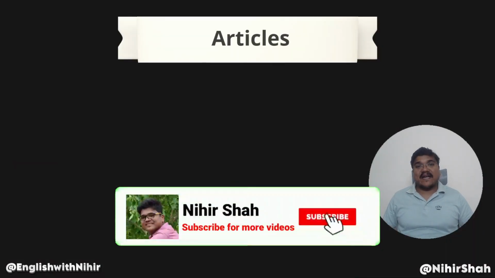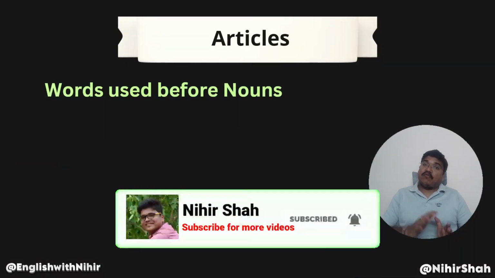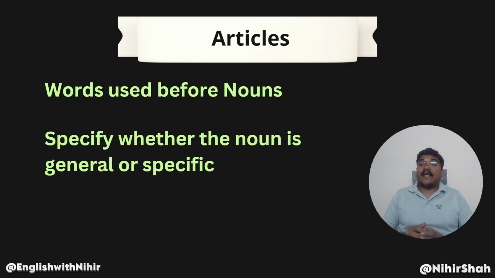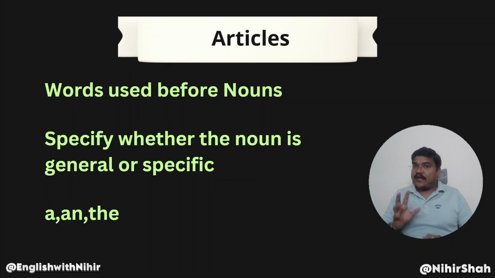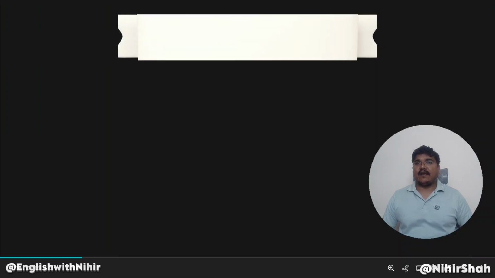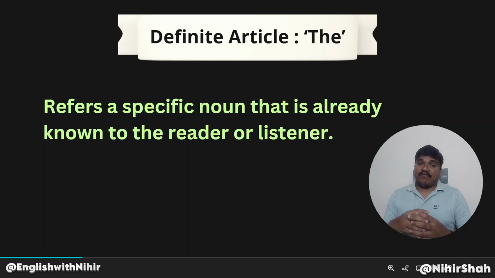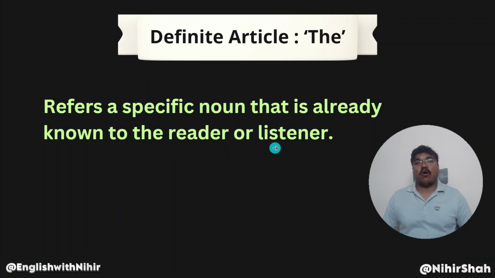So what are articles? Articles are words used before nouns. They specify whether a noun is general or specific. There are mainly three kinds of article: a, an, and the, and they are divided into two main types. The first one is definite article. The is a definite article. It refers to a specific noun that is already known to the reader or listener.